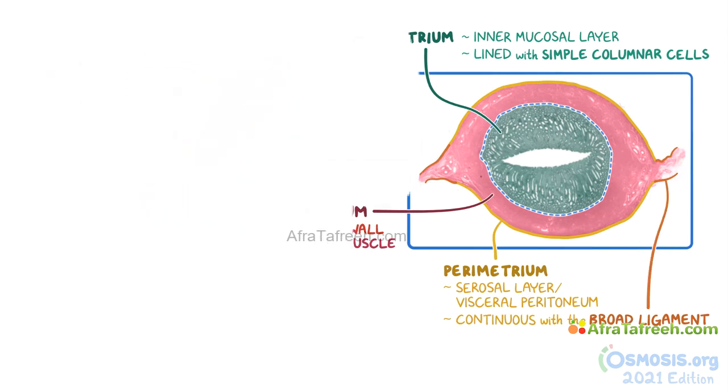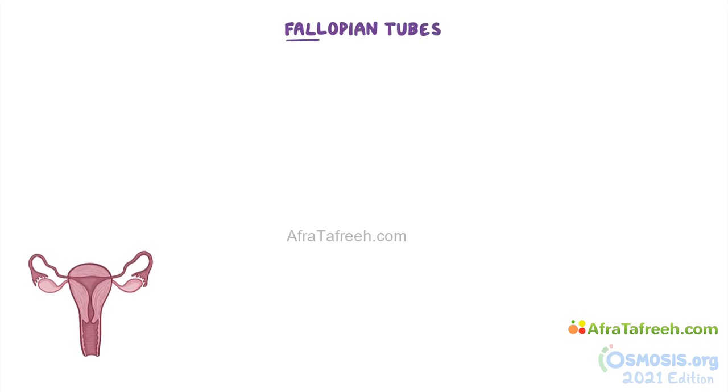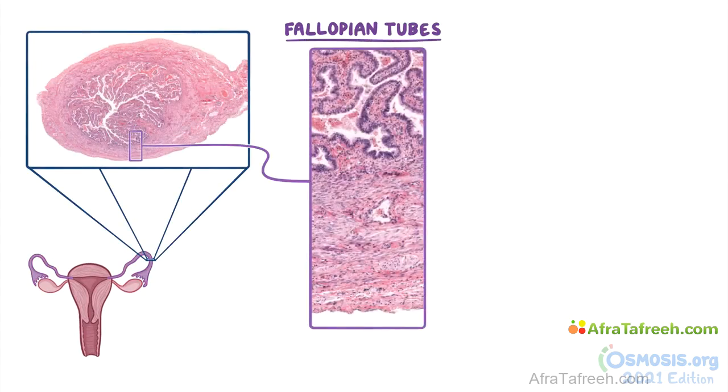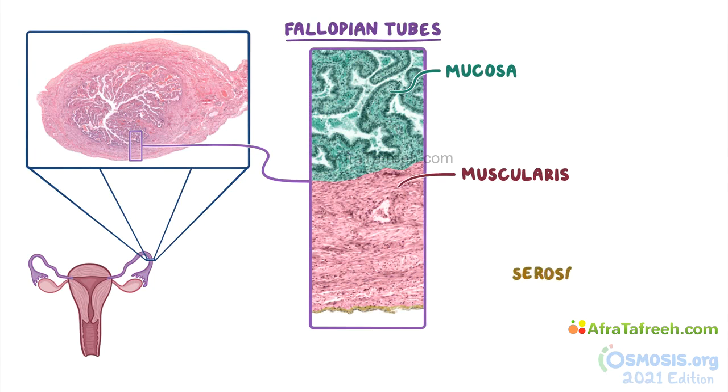Alright, let's first take a closer look at the fallopian tubes. The wall of each fallopian tube also consists of 3 main layers: an inner mucosa, a thick layer of smooth muscle called the muscularis, and a thin outer serosa.